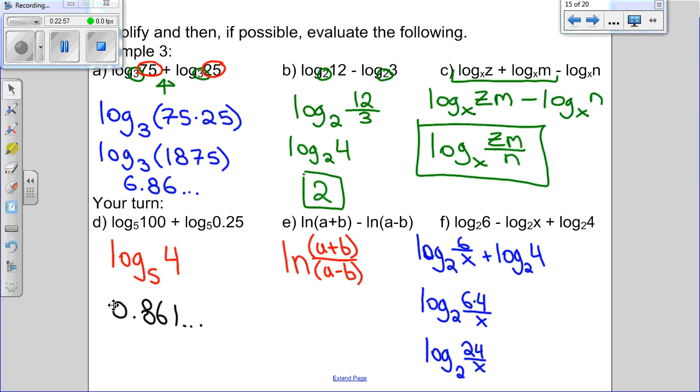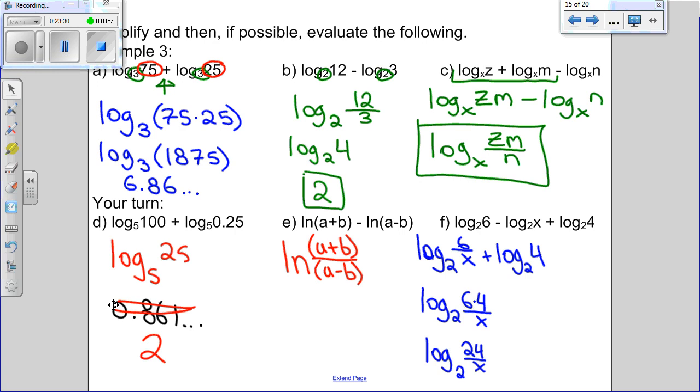I have some confused faces on that next one, on the first one. How is 100 times 0.25 that? Yeah, that's for sure right. Yeah, it definitely is 25. Thanks for that. And the answer should be 2. Much better? Good. Less confused faces? Excellent.